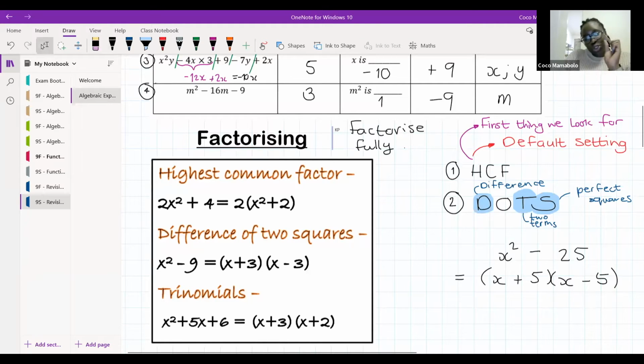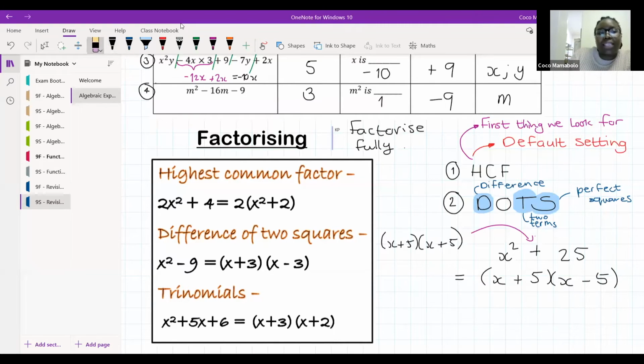I almost caught you there, hey? Be very careful, guys. Remember, it must be a difference, because if there's a plus in the middle, we can't factorize it. For those of you who said, ma'am, can't you do x plus 5 and x plus 5? I want you to FOIL this for me and tell me if you get this back. Tell me if you get x squared plus 25.